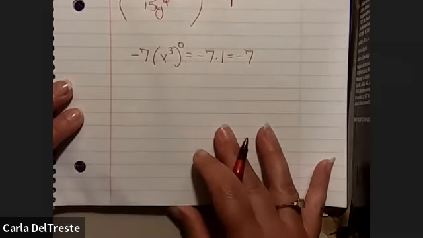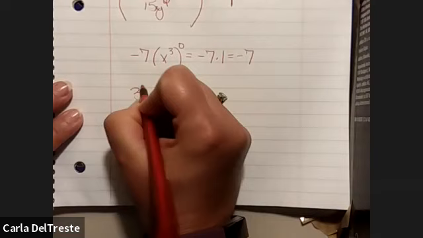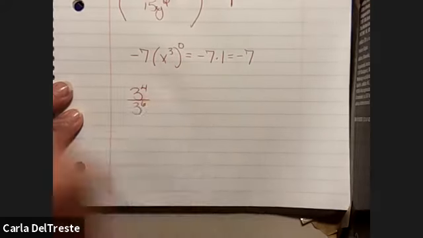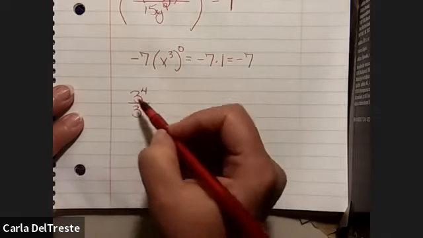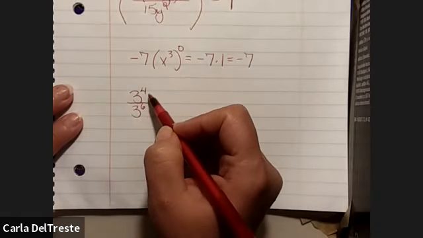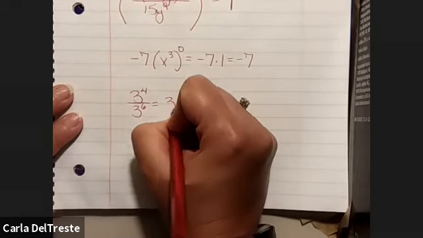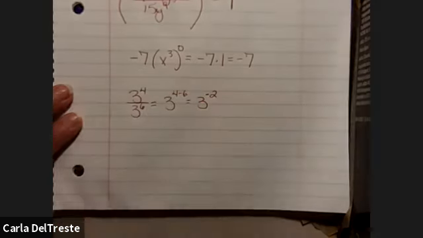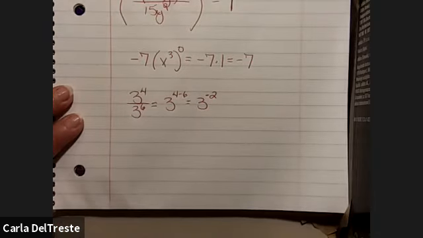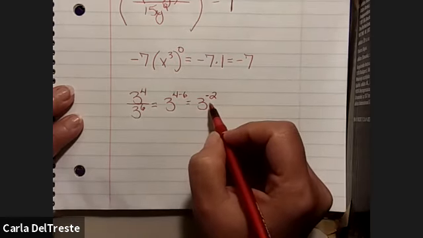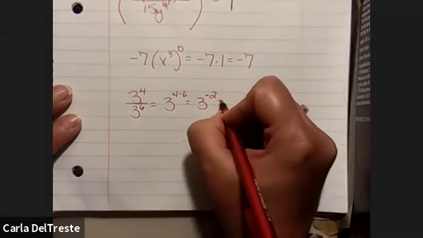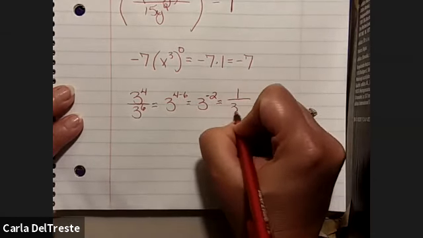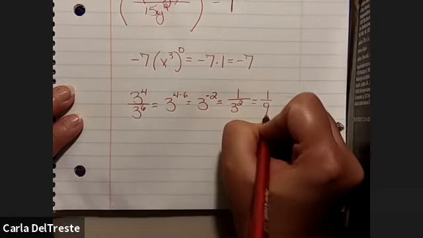And then the last one I wanted to show you, let's say I had 3 to the 4th divided by 3 to the 6th. Again, this is dividing like bases, so I can subtract these exponents. 3 to the 4 minus 6, which will be 3 to the negative 2. But we don't leave our answers with negative exponents, okay? We want to get into the habit of writing them with positive exponents only. So a negative exponent really tells me that I was dividing. So this is 1 over 3 to the second power, or 1 over 9.